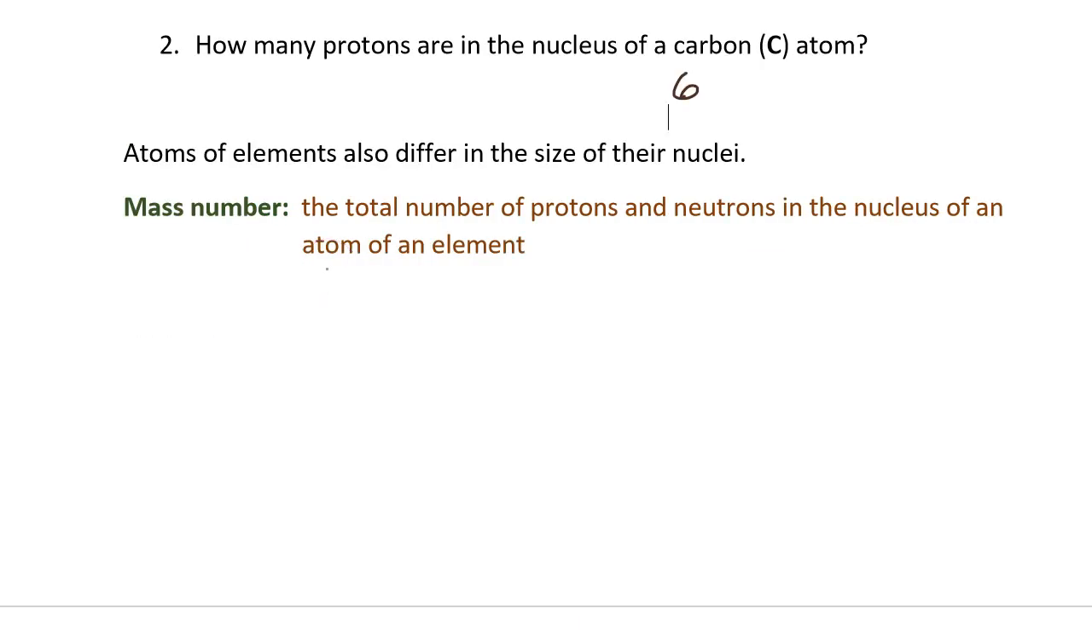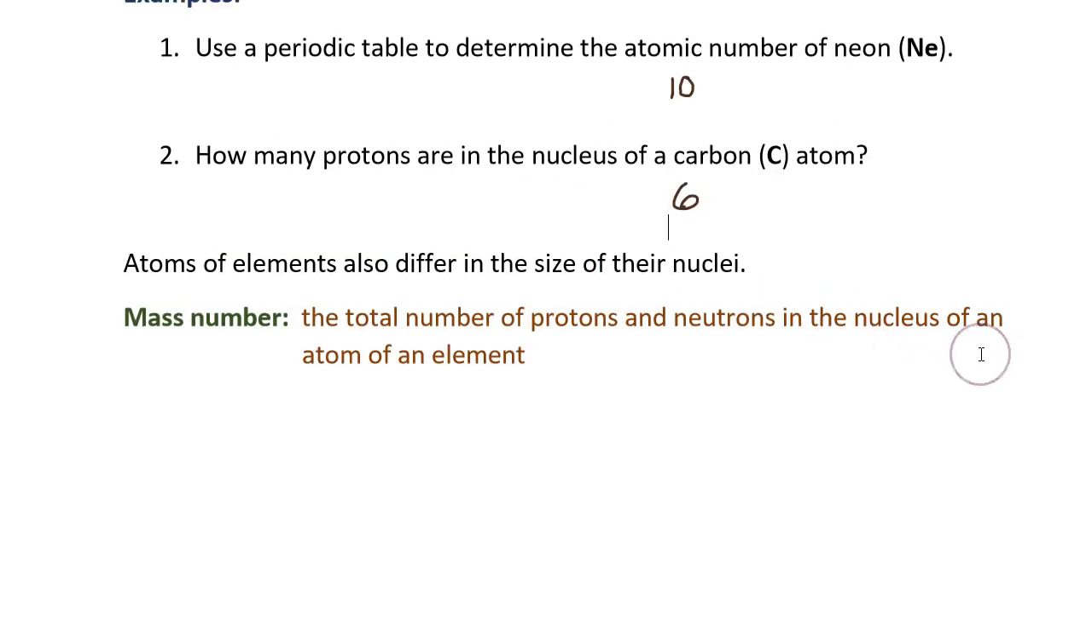Not only will the atoms of different elements have a different number of protons, but they will differ in the size of their nuclei. Here's another vocabulary word, mass number. Mass number is the total number of protons and neutrons in the nucleus of an atom of an element.